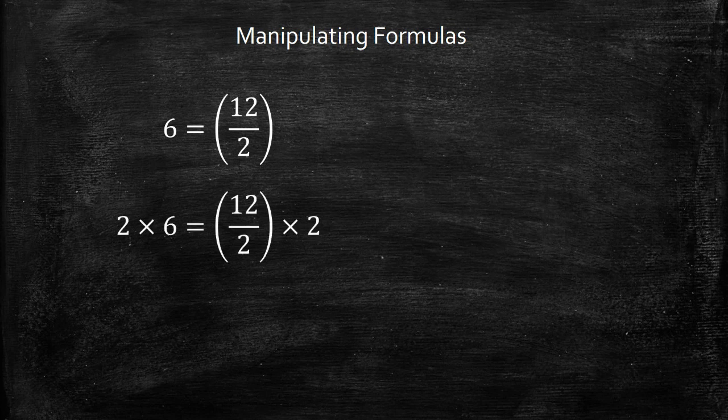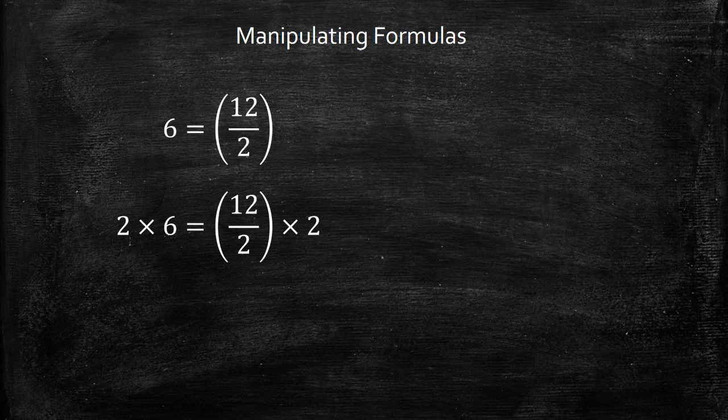All right, so let's start with an example just using numbers. So I think we can all agree that 6 is equal to 12 divided by 2. But can we write this equation in different ways to show maybe what 2 is equal to? So anytime I'm manipulating a formula, as long as I do the same thing to both sides of the equation, I'm not breaking any rules.